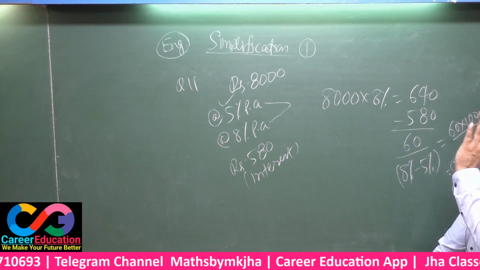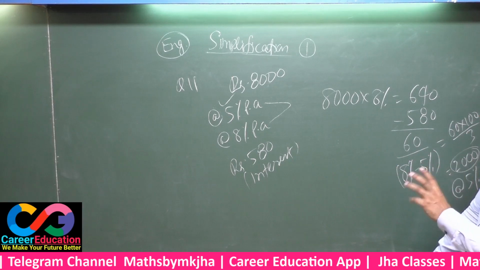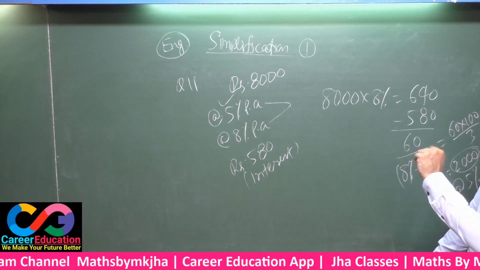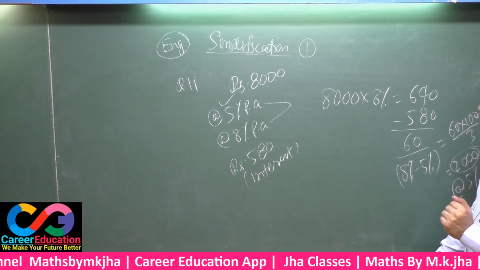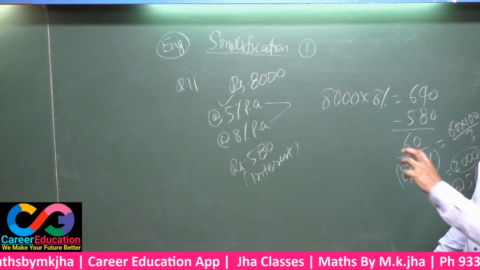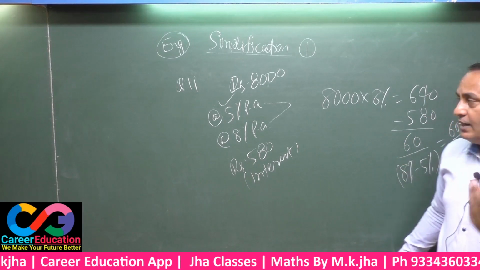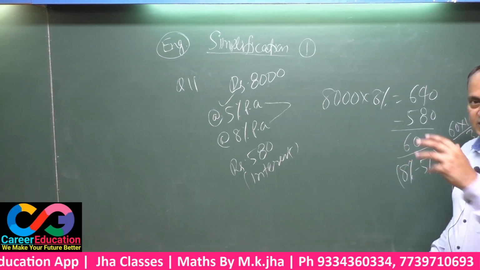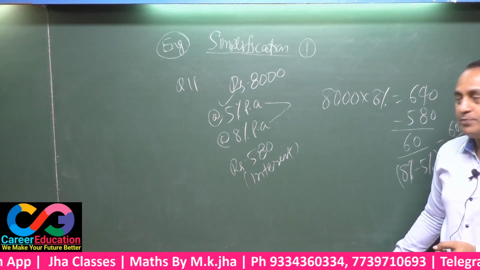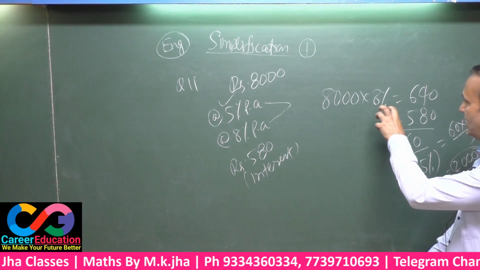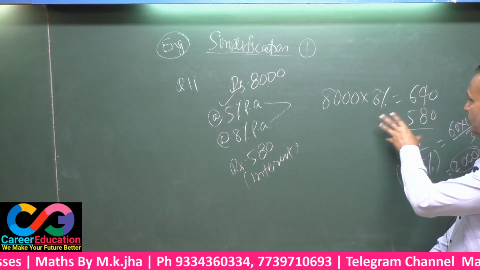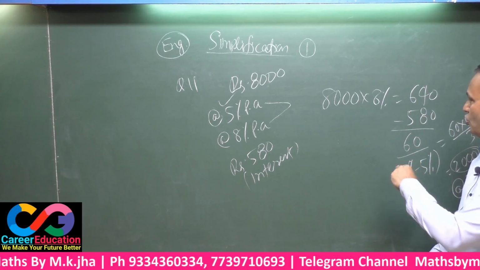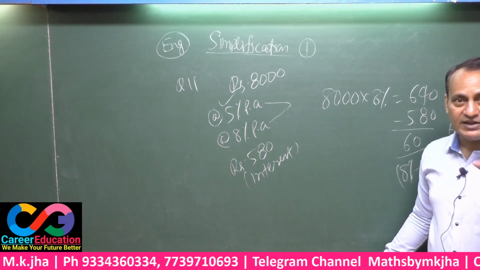That means in a very easy way you are solving such types of questions. I have solved question number 11 as well. 8,000 rupees must have been invested at the rate of 5 percent. That means this money would have been invested at 8% per annum. If you invested all the rupees at 8% per annum, the interest would have been 640, but it is in fact only 580.